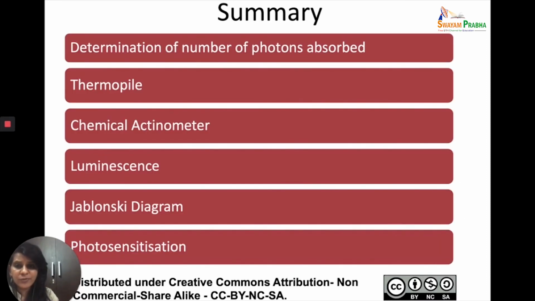Let's summarize what we have done today. We looked at the various methods for the determination of the number of photons, thermopile and chemical actinometer. Then we looked at the phenomena of luminescence, fluorescence, phosphorescence, and chemiluminescence with the help of the Jablonski diagram. We also studied photosensitization today. So with this, we wind up today's class.